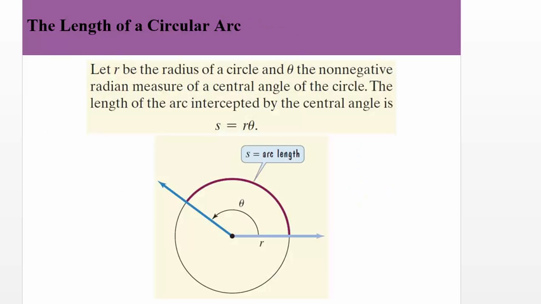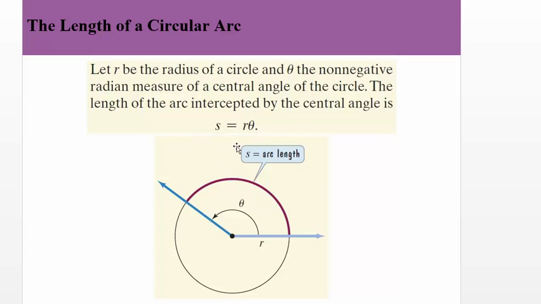All right, now this brings us to our next big topic here. It says the length of a circular arc. Let r be the radius of a circle and theta, the non-negative radian measure of a central angle of a circle. So the length of the arc intercepted by the central angle is s equals r times theta.